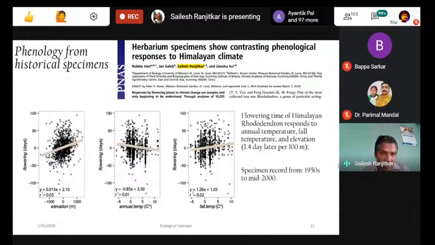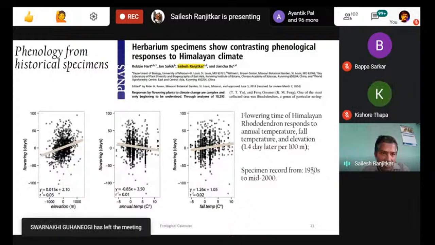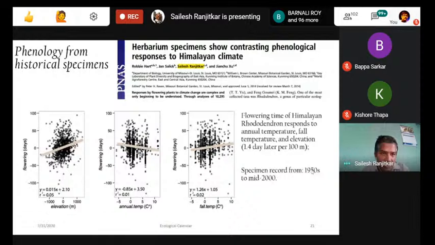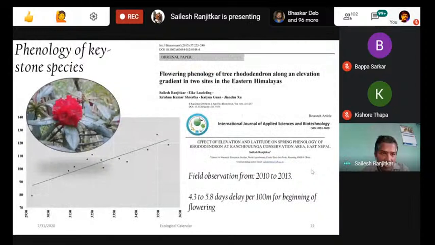Mostly the specimens were recorded from the 1950s to the mid-2000s. We found 1.4 days later per 100 meters. That means flowering is delayed by around 1.4 days when we move around 100 meters upward. So we tried to check a similar thing in the field using an elevation gradient study from around 3,000 to almost 4,000 meters.